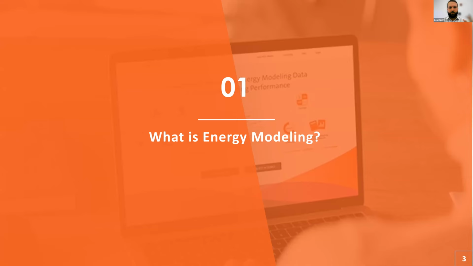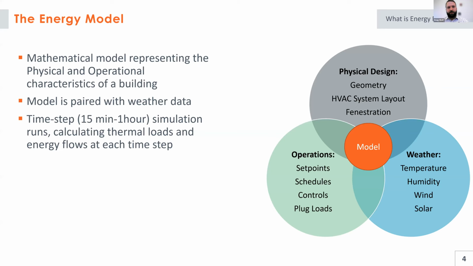So what is energy modeling? An energy model is a mathematical model that represents the physical and operational characteristics of a building. It takes the physical design, the operations, pairs it with weather data, and then runs through a simulation that goes through incremental time steps. Those could be as low as 5 or 15 minutes, up to what's typically an hour time step through a simulation. And it does a calculation within the building, calculating thermal loads and energy flows at each time step. So it's a very powerful, very granular calculation that's done within these energy models to estimate energy savings of a building.